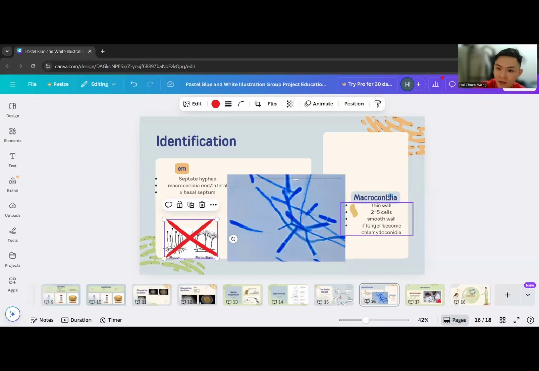So the characteristics of the macroconidia: it has a thin wall, as you can see from here. It has 2 to 5 cells in between, as this is 1, 2, 3. It has a smooth surface, that means it's not a rough surface. If left longer, it will become chlamydoconidia.